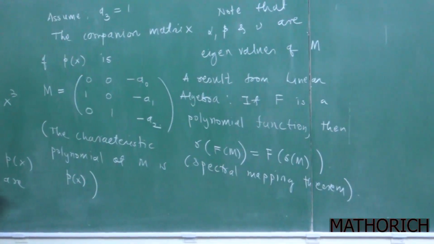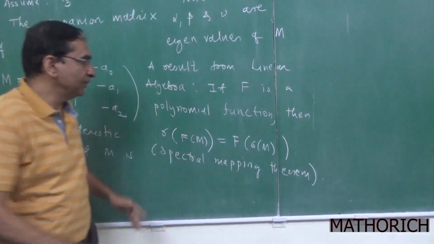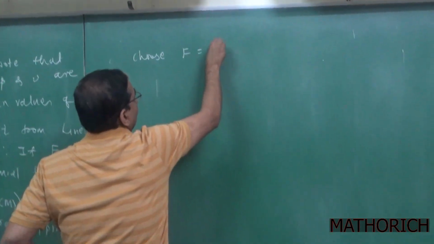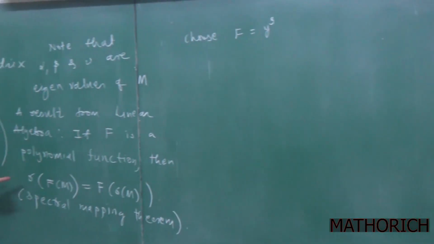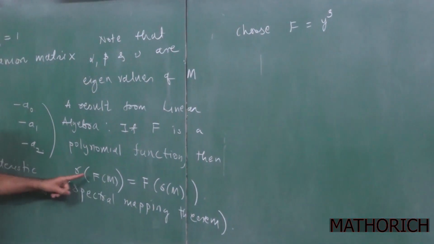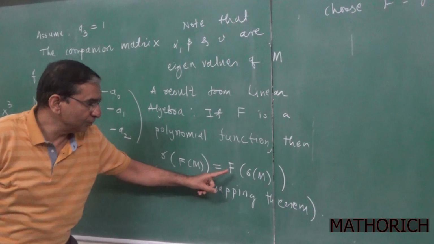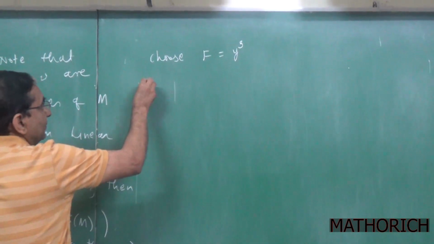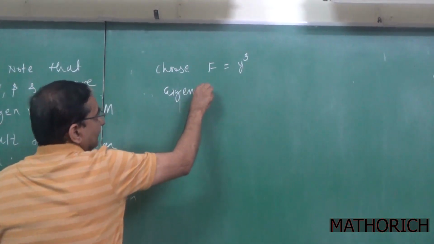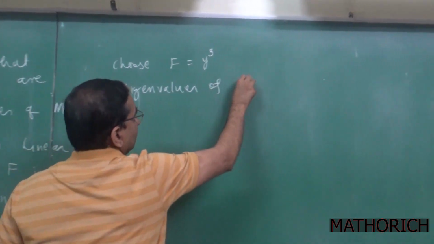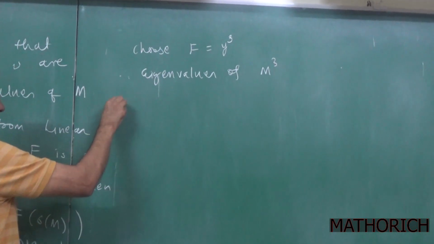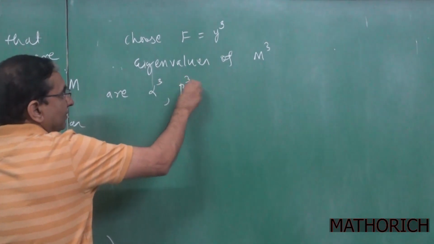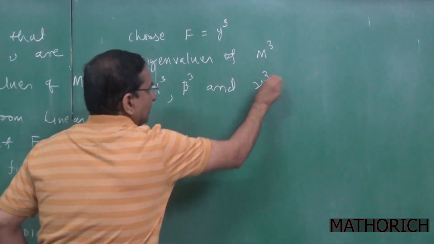Okay. Now I can take f to be the polynomial y cube. Then f of M is M cube, and the spectrum of M cube is nothing but the cubes of the points in the spectrum of M, which are alpha, beta, gamma. So the eigenvalues of M cube are alpha cube, beta cube and gamma cube.